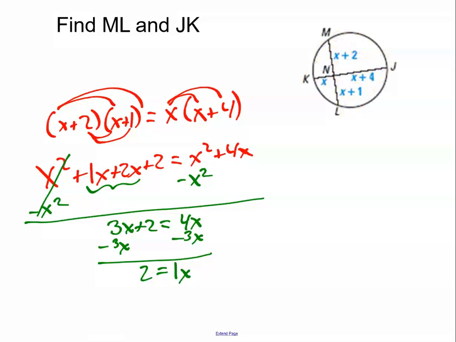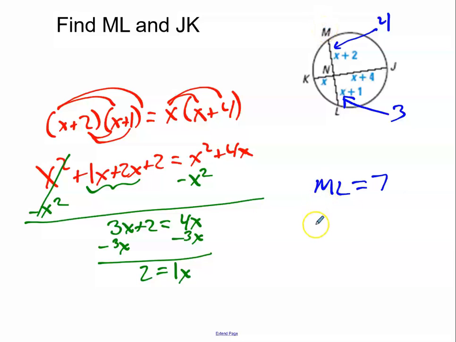We can figure out this part right here is x plus 2, which would be 4. This part here is x plus 1, so that's going to be 3. So the length of ML is, this part's 4, this part's 3, so that whole length is going to be 7. Because now that we know the lengths of each part, we are going to add them together. That would give me the whole length.